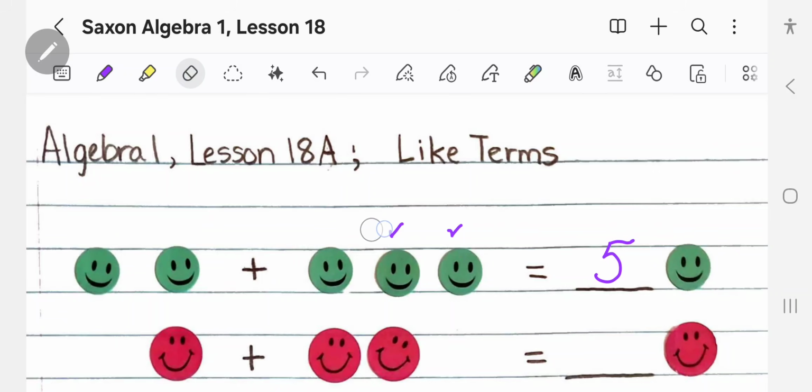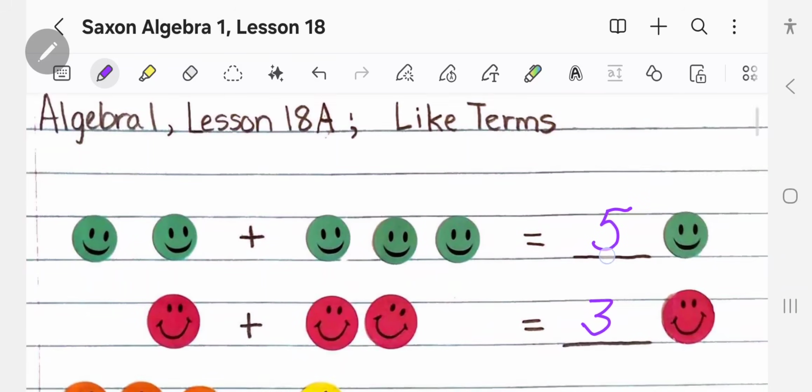Okay, now before you stop the video and say, wait a second, I know this already, this is easy, we're going to jump to algebra in just a second, but I hope this will help you understand the algebraic concept of like terms. All right, our second one here, we have 1 smiley face here, that's pink, I guess, plus 2 more of them. So 1 of them plus 2 more of them would be 3 of them.